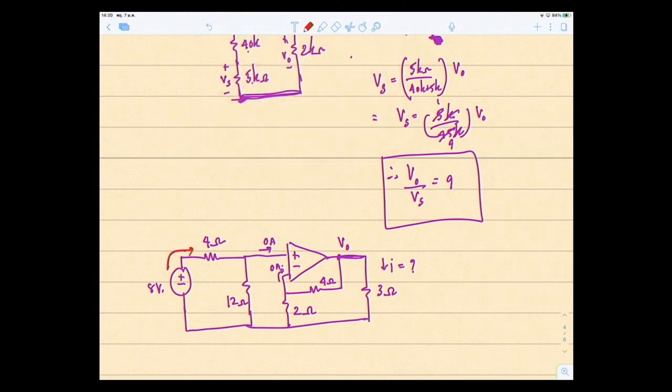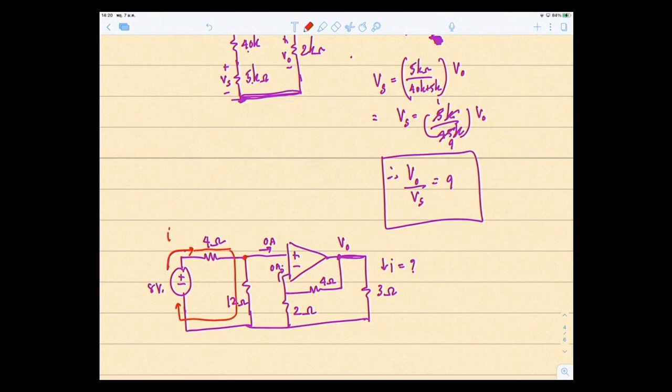Right, 8 volt, from 8 volt I, right? Passing through 4 ohms, come to this junction. Well, it cannot go into the op amp, so everything goes down here. Right? So one loop. Okay. So the voltage, you want to find another ideal characteristic rule: the voltages at the input terminals of the op amp are equal, right?